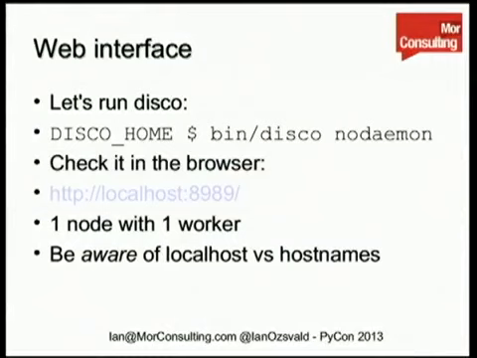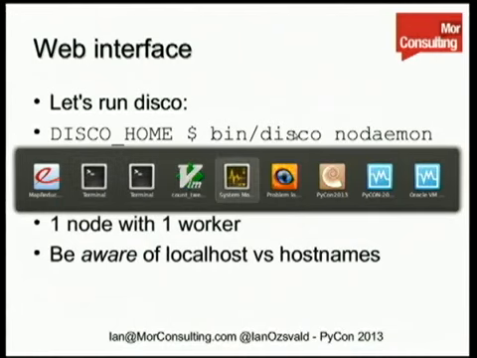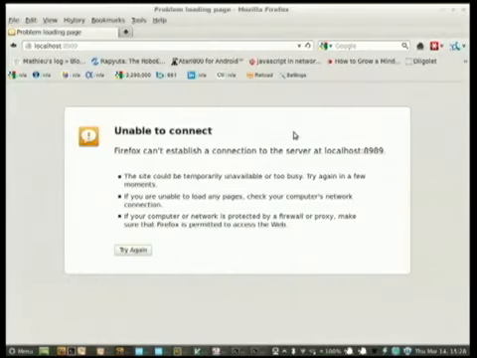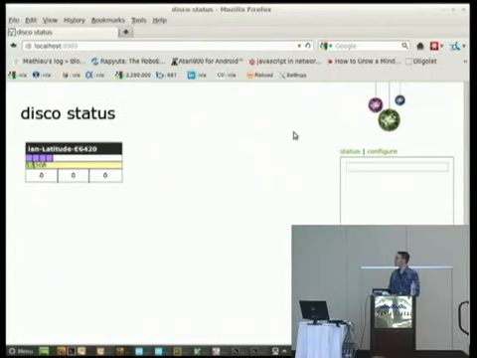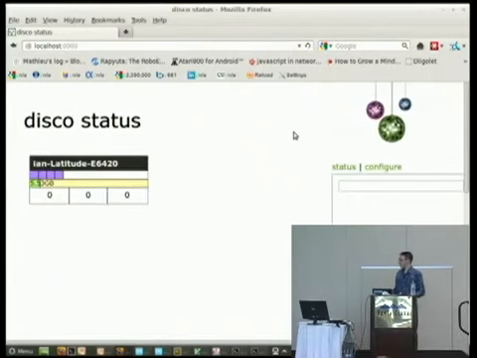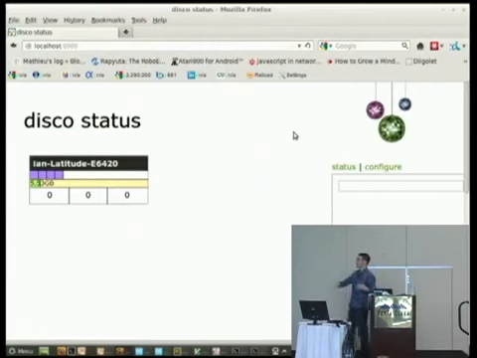Now we're going to go to the web browser. You want to navigate in your browser to localhost 8989. So localhost 8989. And now we should have a disco status page. And although it's distributed computation, they have taken the disco glitter balls and used it as their logo.